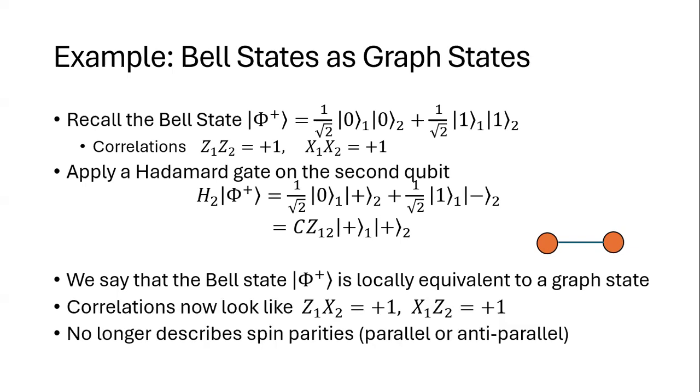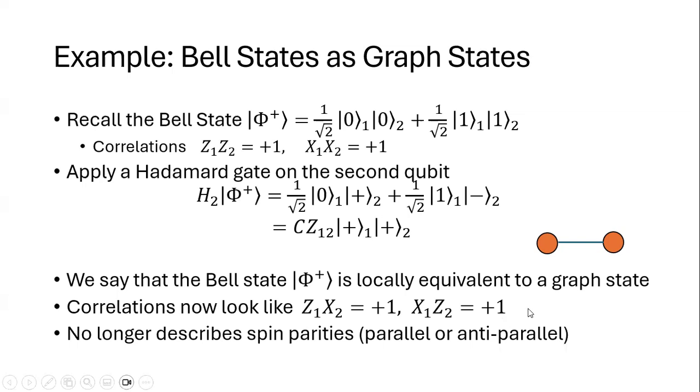Right. Now, the difference with a graph state is that the correlations no longer have the same meaning in terms of the parity. So here, if you look at what the correlations of the state are, it's not the parities of the spins along the z direction and the parities along the x direction that we saw for Bell states. In fact, it's kind of a mixture between the z spin of the first qubit and the x spin of the second, or the x spin of the first and the z spin of the second. So it doesn't have that nice interpretation of parities that we had for spins that we talked about in the beginning of this presentation.